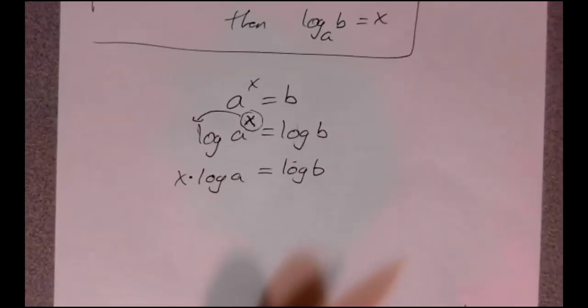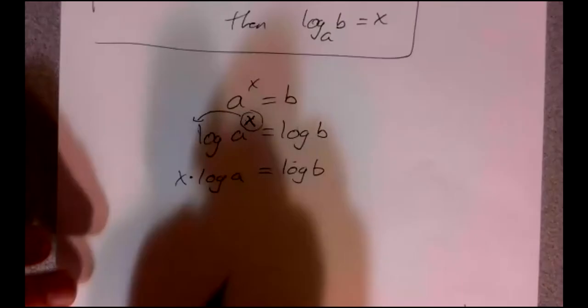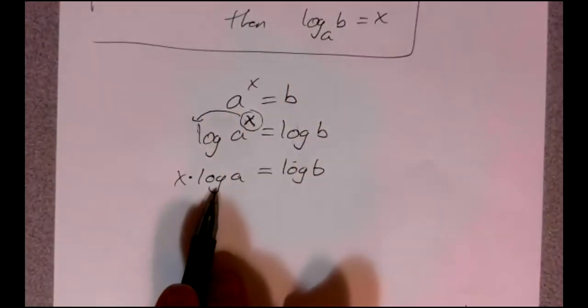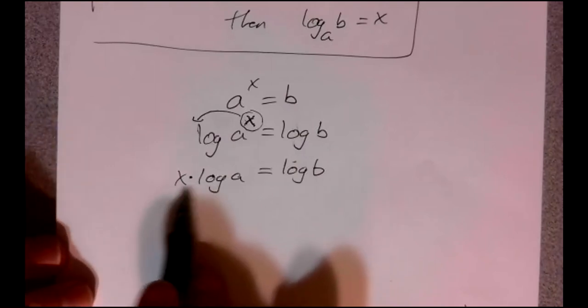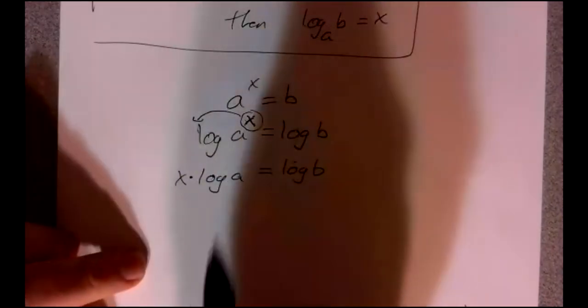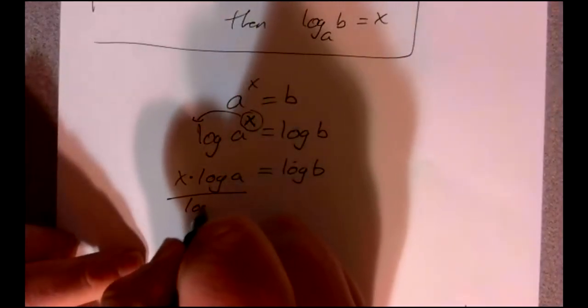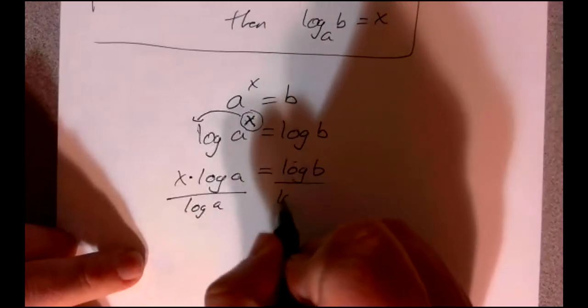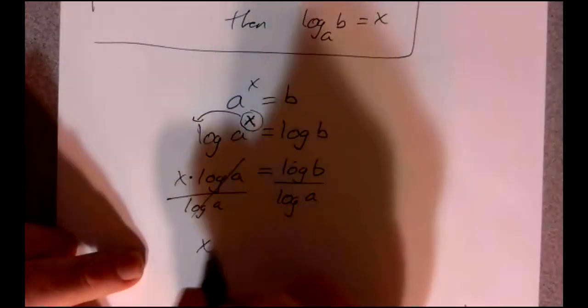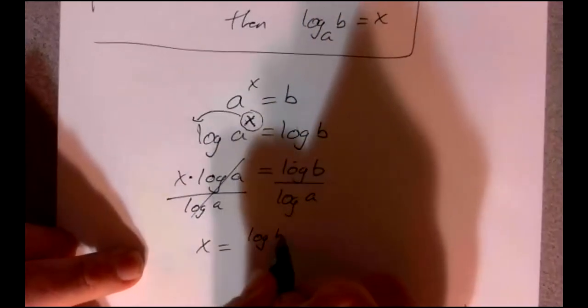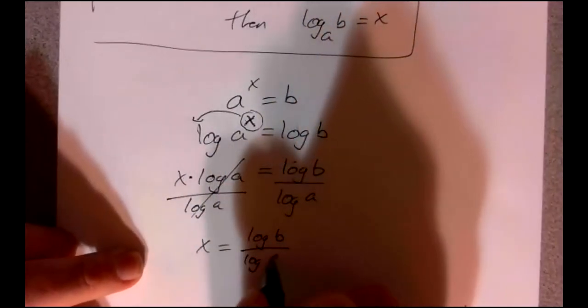Okay, so far so good. Now, the log of a number is a number, and you treat it like a number. So here, to get x by itself, I'm going to divide both sides by log of a. And now that's going to cancel, and I'm left with x equals the log of b divided by the log of a.